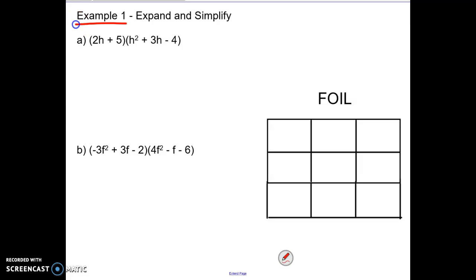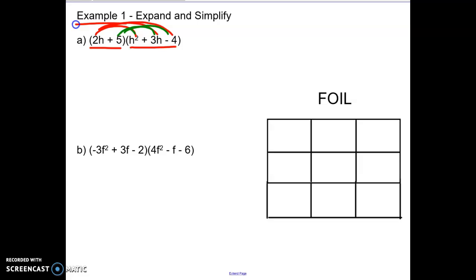So here in example 1, we're taking a binomial and multiplying it by a trinomial. The process before was FOIL, but FOIL only works with a 2 by 2 because there's only 4 letters in FOIL, right? You go first, outer, inner, last. When it's a 2 by 3, we don't have a word for that, but just make sure the first part, so the 2h, multiplies by each piece in the back part. And then the second part, the 5, is going to multiply by each piece in the back part as well. So when you're multiplying, each piece needs to multiply by the pieces in the back polynomial.